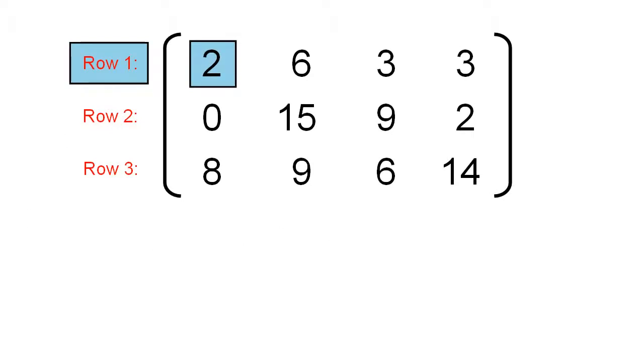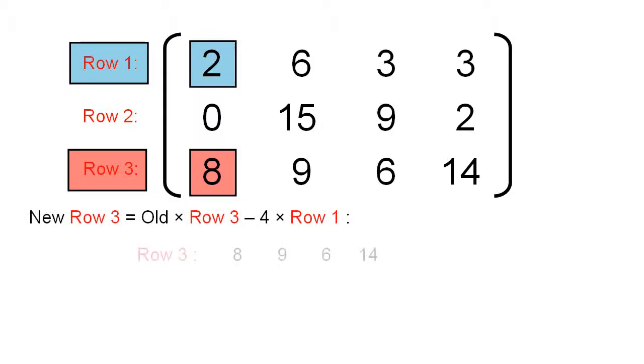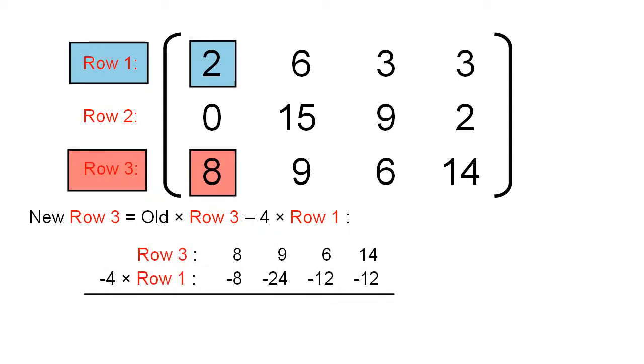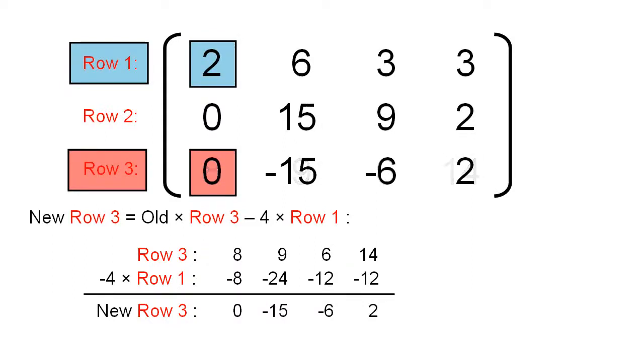Okay, now we want to use row 1 to eliminate the 8 in row 3. So let's see. What we could do is for our new row 3, we could take the old row 3 and subtract 4 times row 1. And that gives us this. So the new row 3 would be 0, negative 15, negative 6, and 2. Let's not multiply by negative 1 this time. Let's just leave it as it is. We'll replace row 3 with this new row 3. And that's good enough.